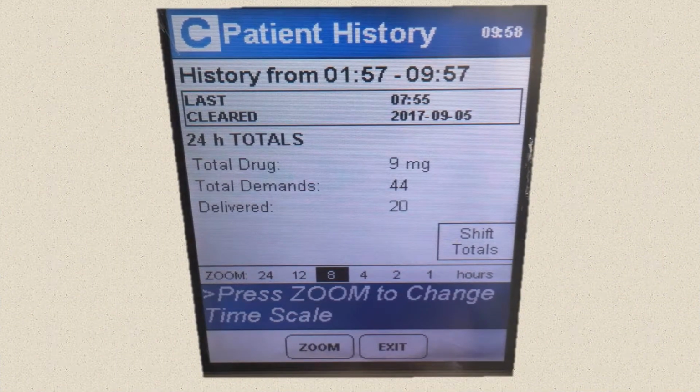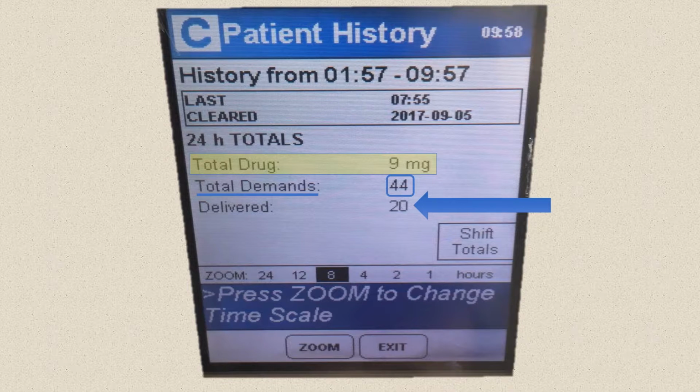The screen now shows that it is in 24 hours total mode and at the 8-hour time period. Looking at the top shows that the data being displayed is for the actual prior 8 hours. So, this patient used 9 milligrams of hydromorphone in the last 8 hours, pushed the PCA button 44 times, and actually received a dose 20 times. Thus, 24 pushes were during a lockout period.